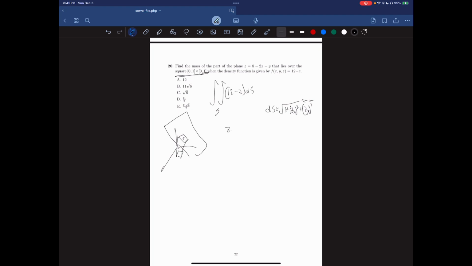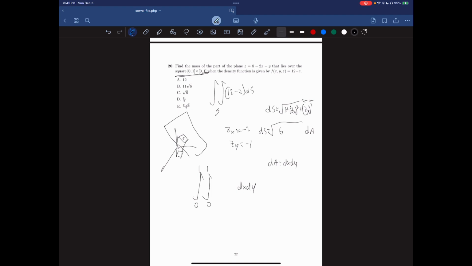If we calculate z_x in this case, it's going to be -2, and z_y is just -1. So we can do our dS pretty easily. 1 plus -2 squared, which is 5, plus 1 is just root 6. So dS is root 6 dA. And now we have to plug in our z value here. If we write out the integral, x and y go from 0 to 1, and dA is equal to dx dy, so we can't have anything in z.